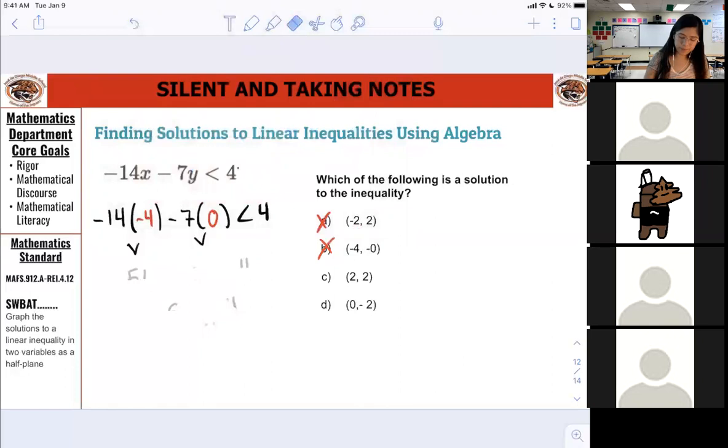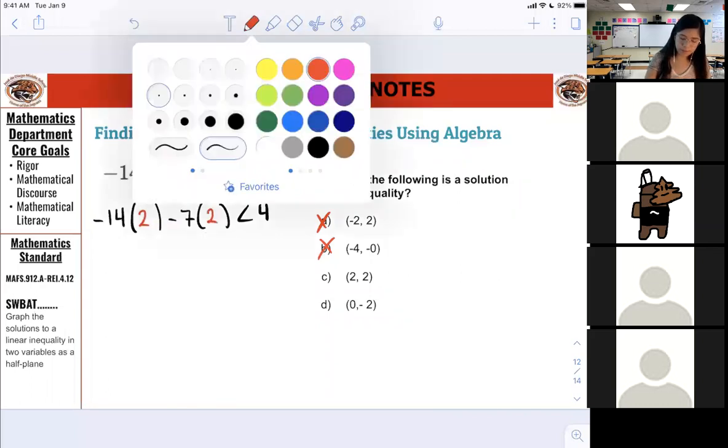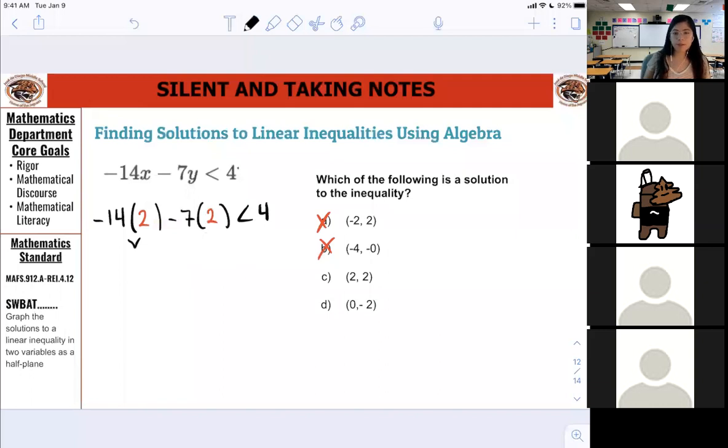Let's do one more. And this one is not a select all question, so as soon as you get the correct answer, you're good to go. Okay. Negative 14 times positive 2. Negative 28. Negative 7 times positive 2. Negative 14. Okay, so what's negative 28 minus 14? Negative 42.